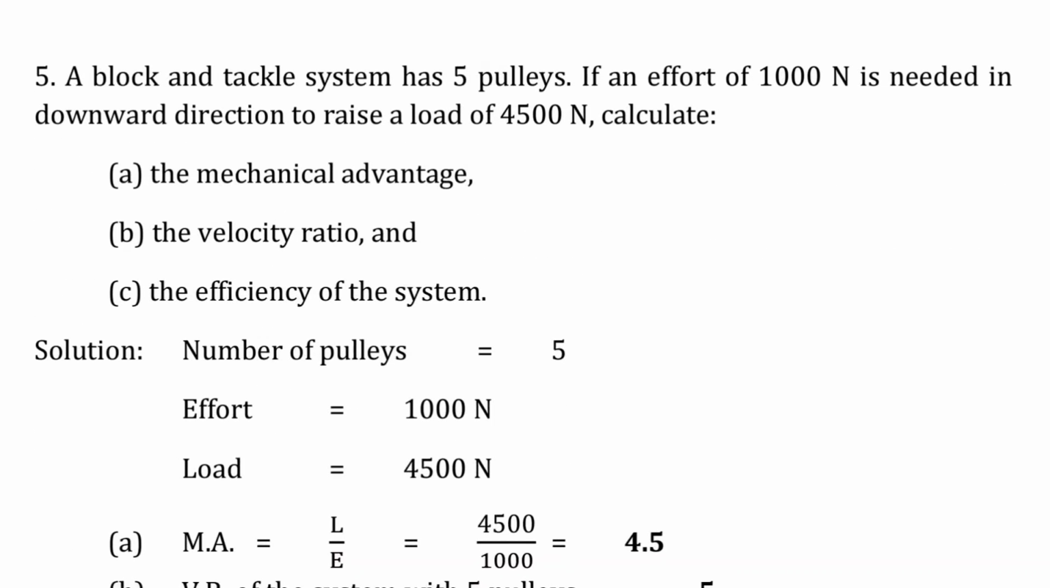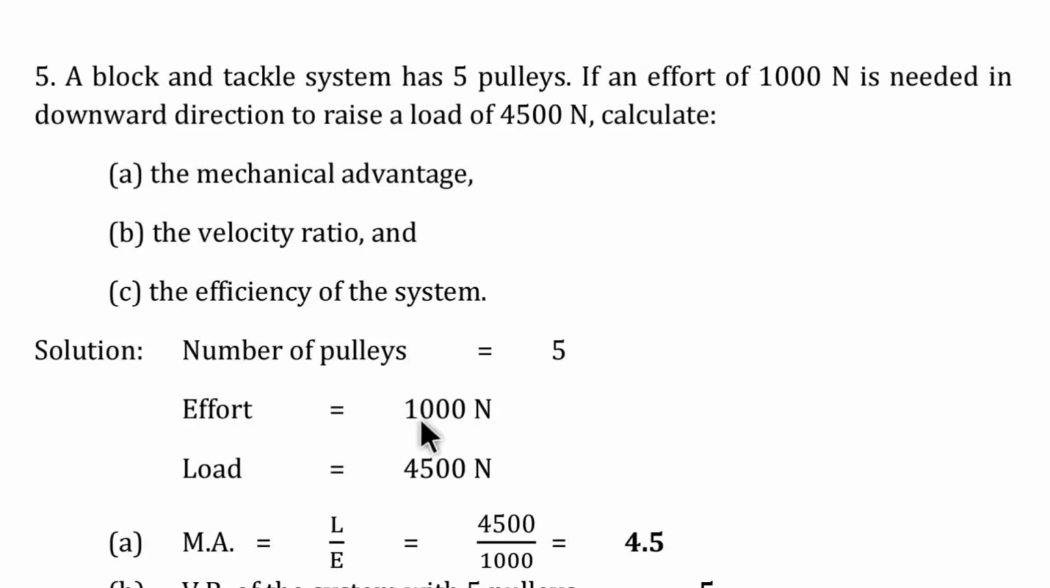Next is question number 5. We have a block and tackle system of 5 pulleys. If an effort of 1000 Newton is needed in downward direction to raise a load of 4500 Newton, then you have to calculate the mechanical advantage, the velocity ratio, and the efficiency of the system. So in a block and tackle system of 5 pulleys, the number of pulleys is equal to 5. The effort is 1000 Newton and the load is 4500 Newton.